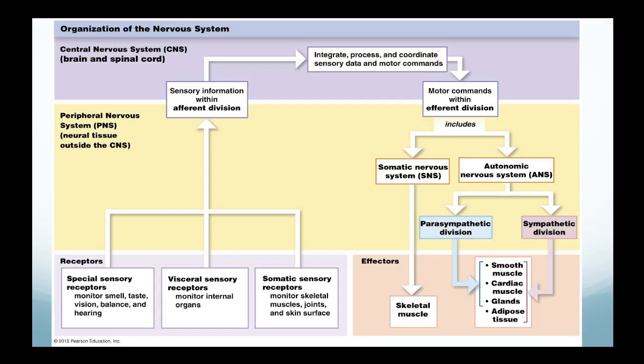And then the autonomic nervous system, which is outside of your control, is going to be subdivided into both the parasympathetic nervous system as well as the sympathetic nervous system. Parasympathetic, PNS, is going to be the shorthand acronym, and then sympathetic, SNS. The PNS is going to be what regulates smooth muscle contractions, cardiac muscle, as well as glandular effects. Adipose tissue is going to be the only effector tissue that is going to be associated with the sympathetic nervous system.